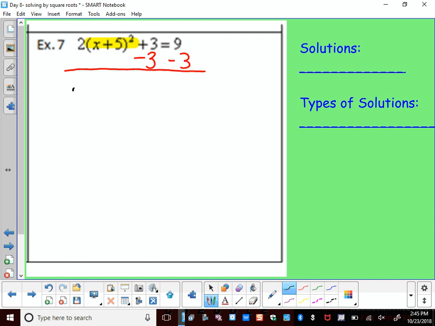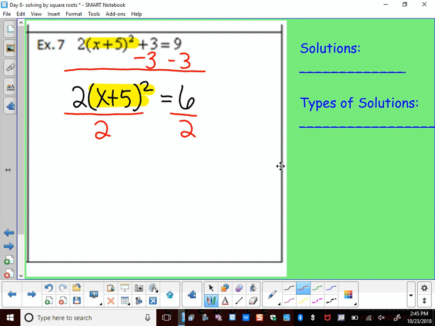And I have 2 times x plus 5 squared is equal to 6. I still have x plus 5 squared, but I want to get rid of this 2. So I need to divide both sides by 2. And I'm left with x plus 5 squared is equal to 3.